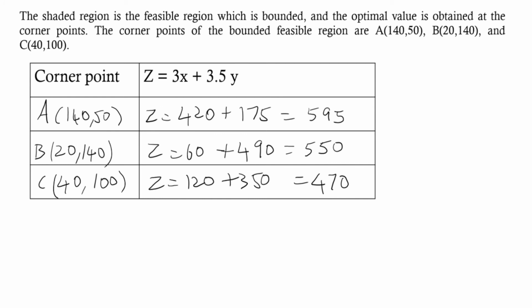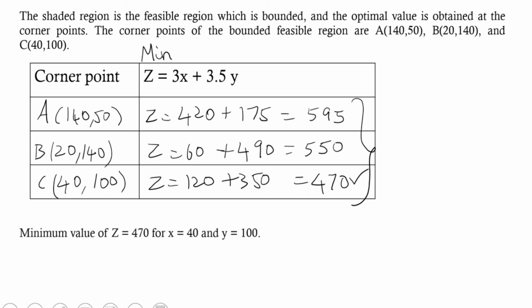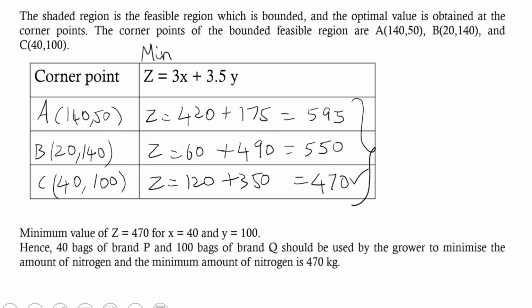Remember our objective function. Our objective function is to minimize Z. So we have to find the minimum value of Z. Among these, the minimum value is 470 and occurs at C 40, 100. So finally the result. Minimum value of Z is equal to 470 for x is equal to 40 and y is equal to 100. Hence, 40 bags of brand P and 100 bags of brand Q should be used by the grower to minimize the amount of nitrogen, and the minimum amount of nitrogen is 470 kg. This we have finished this question.